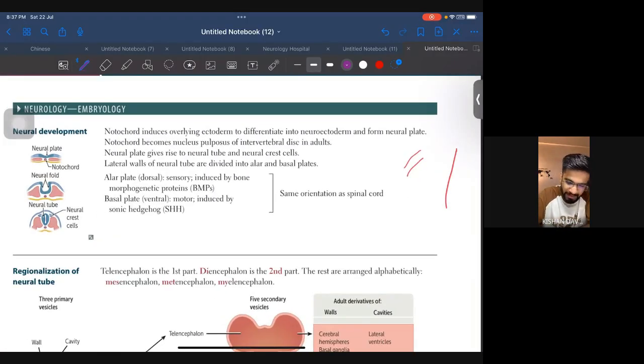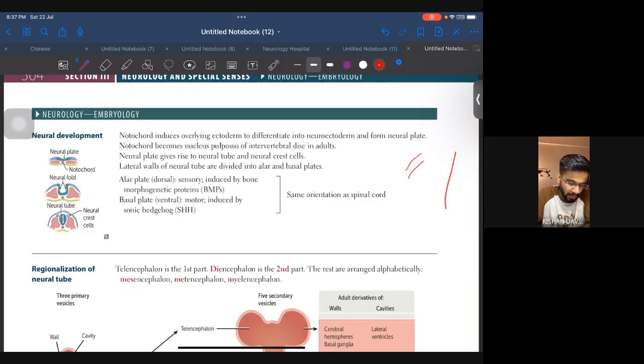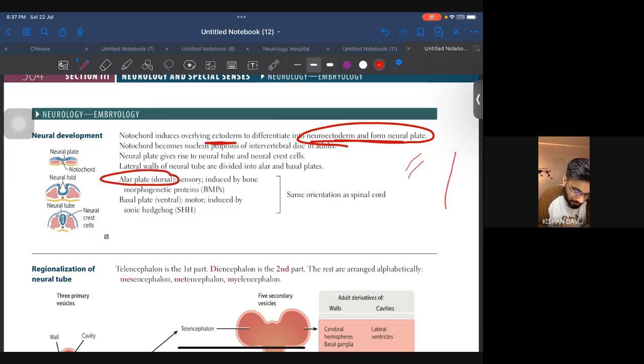See, they haven't asked any question regarding the embryology. Okay. So let's just see what they are trying to say. Notochord induces overlying ectoderm to differentiate into neuroectoderm and form the neural plate. Okay. And what else is, yeah, alar plate is dorsal, basal plate is ventral.